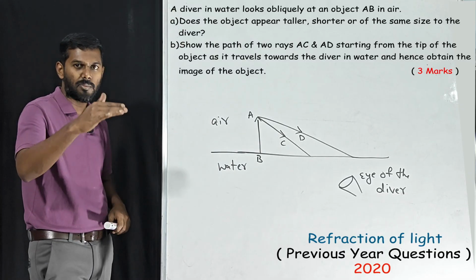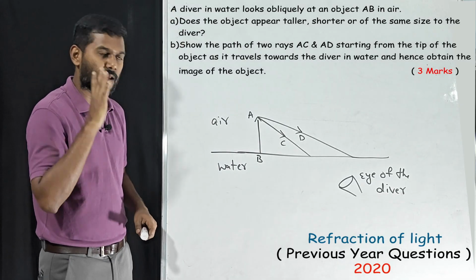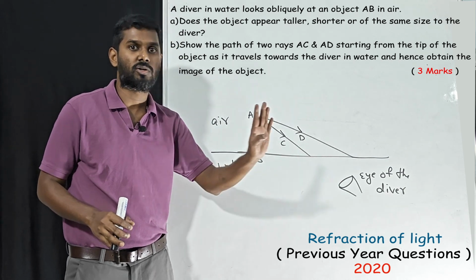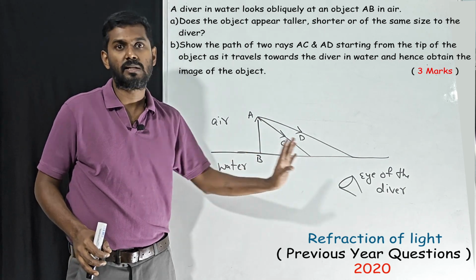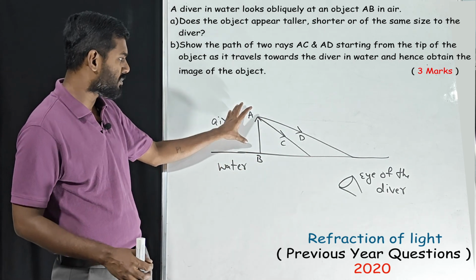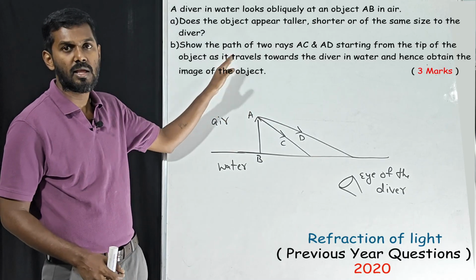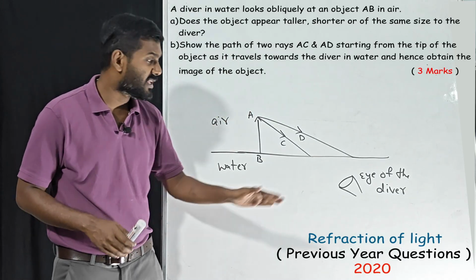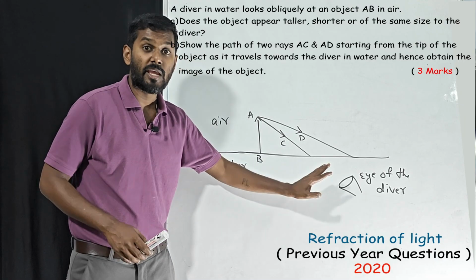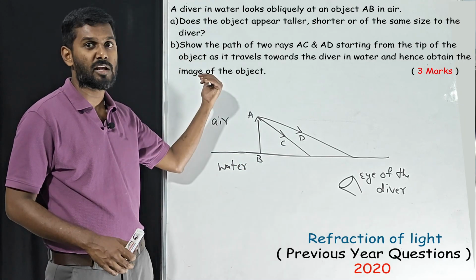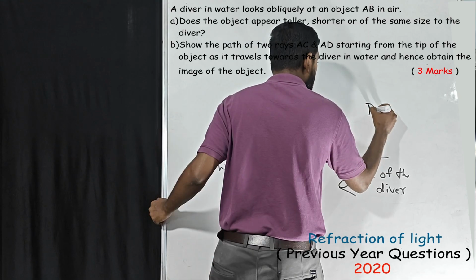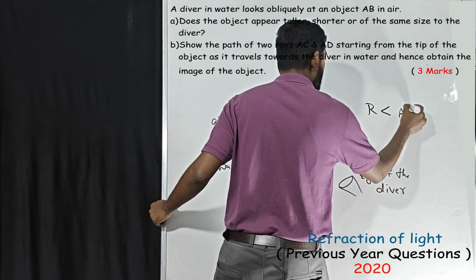Now obliquely means we are looking at some angle. The important thing is the diver is inside the water and he is looking at some object AB which is outside, in air. Whenever the person is inside the denser medium, he is looking from denser to rarer medium. Here we need to know the real depth will be lesser than the apparent depth.